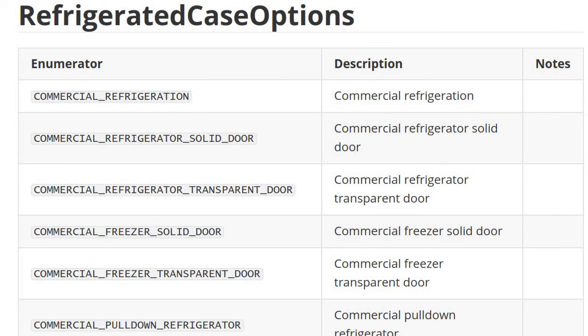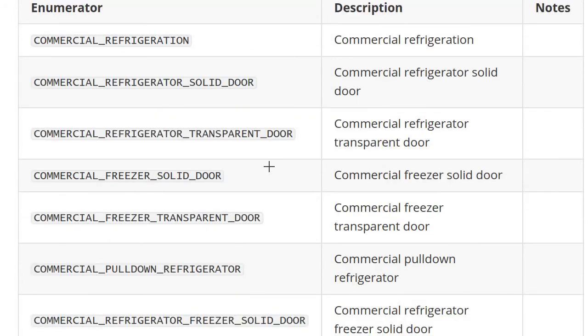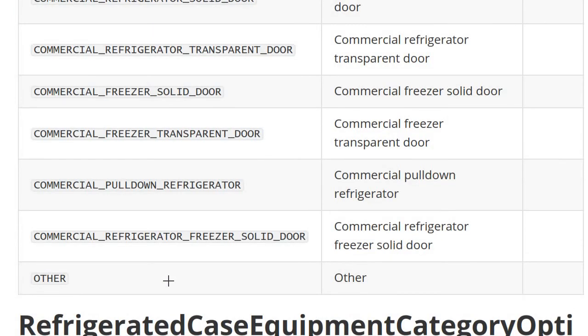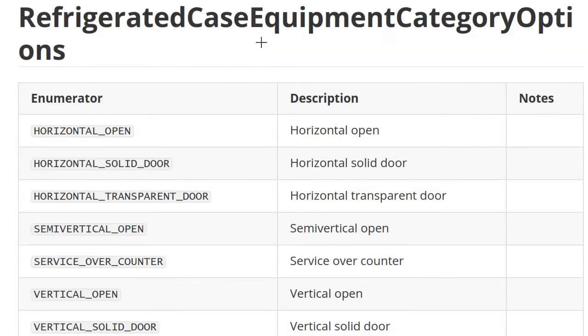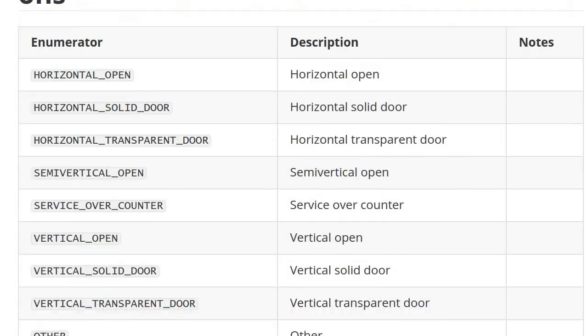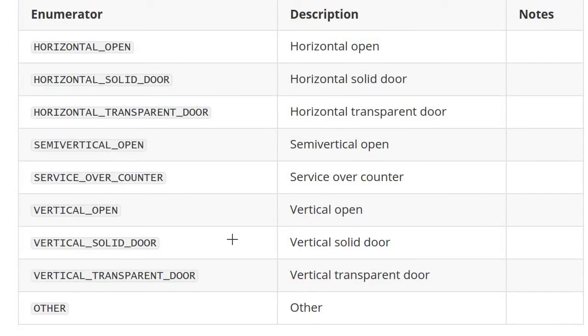So for refrigerated case options, these categories, I believe, are all basically based out of ASHRAE 1200, the rated refrigerated cases. And these are the categories that are used there, plus other. Refrigerated case equipment category option is a more detailed way of looking at the categorization of refrigerated cases, and divides it into basically horizontal and vertical and semi-vertical cases, along with how the door is.